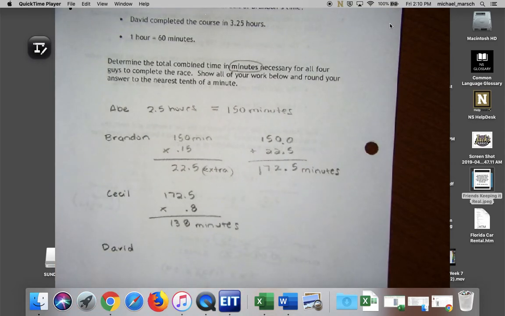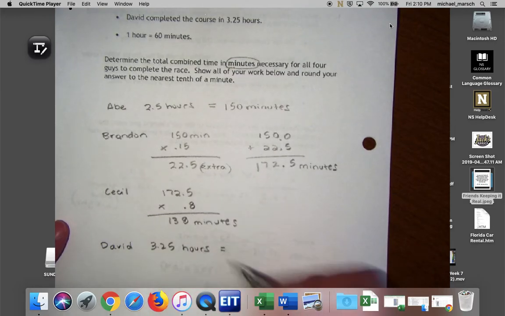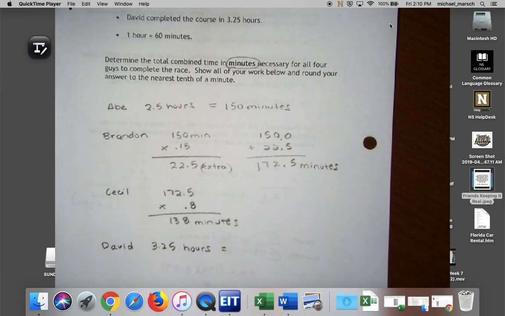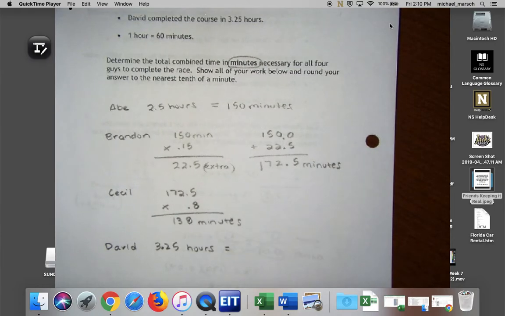And then we have David's time, but it's in hours. So we're going to convert 3.25 hours into minutes. So what's a fourth of an hour? How many minutes is that? 15. All right, because we have the quarter after, quarter till situation. Okay, so how many minutes is 3 hours and 15 minutes going to be? 195 minutes.